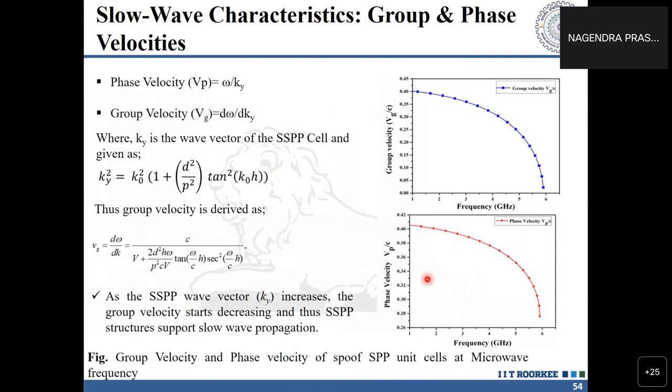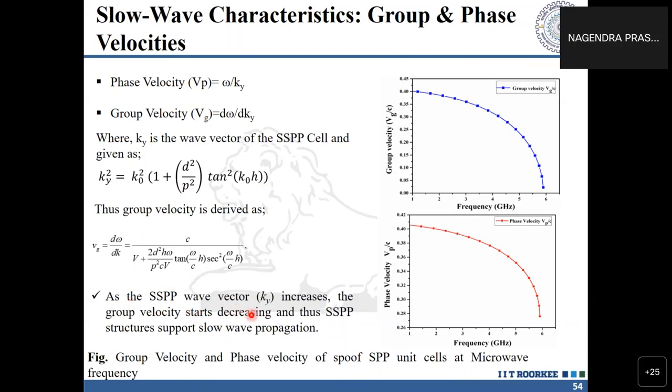Slow wave characteristics, group and phase velocity, are also plotted here. You can see here, this is the group velocity and this is the phase velocity. So phase velocity is omega by ky and group velocity is d omega by dky. Ky is the wave vector of the SSPP cell, and this is given by this relation for a 1D corrugated structure that was already defined. So group velocity is derived like this.